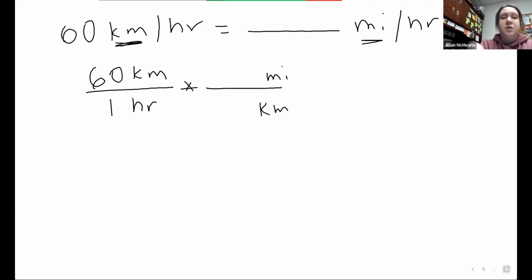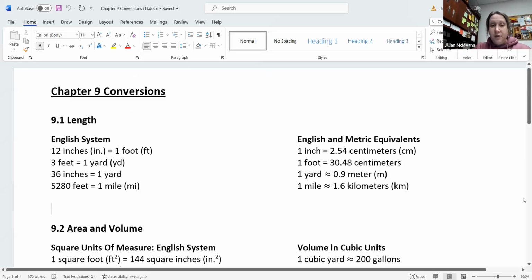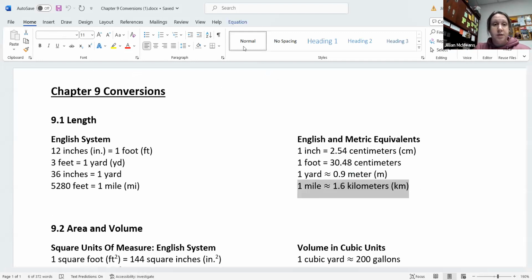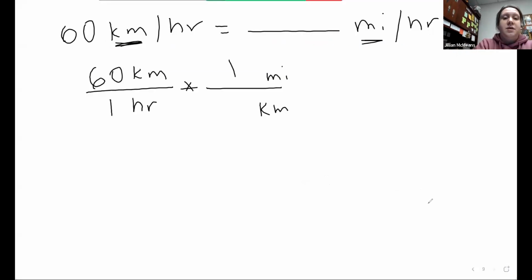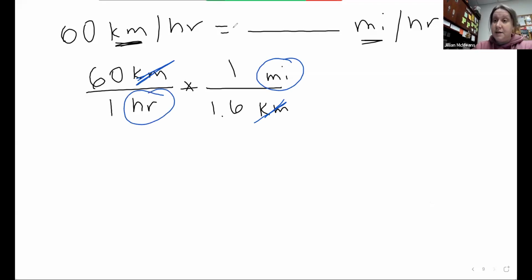All right, let's go to our formula sheet really quick. So I know that if I look right here, 1 mile is approximately 1.6 kilometers. So 1 mile is approximately 1.6 kilometers. Let's clean things up a little bit. Kilometers cancel. I have miles in my numerator and hours in my denominator, which is exactly what I want because remember, we're doing miles per hour. All right, clean things up a little bit more.